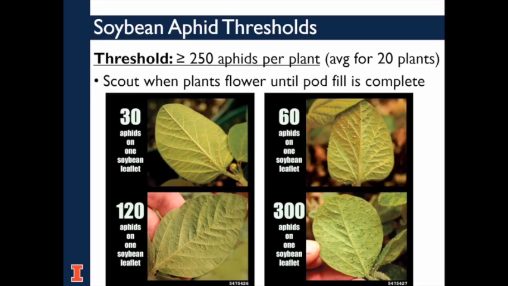I've included some pictures of aphids on soybean leaves to give an idea of what different numbers of aphids look like on individual leaves. These kinds of references can help you add up the number of aphids per leaf to find the total aphids per plant more quickly.